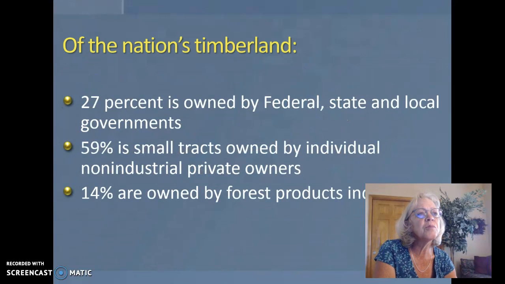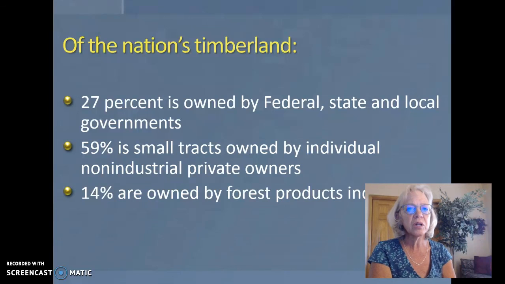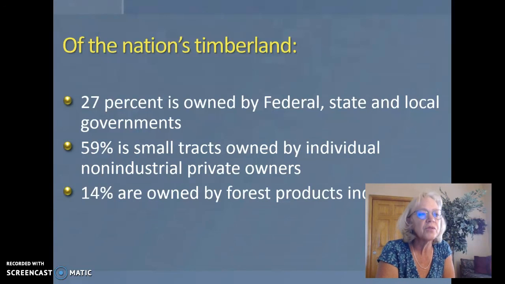Of the nation's timberland, 27% is owned by federal, state, and local governments. 59% is small tracts by private owners, and only 14% is owned by the forest products industry. Can you name 3 industries that are part of the forest products industry? Think about your lumber at Home Depot or something like that.